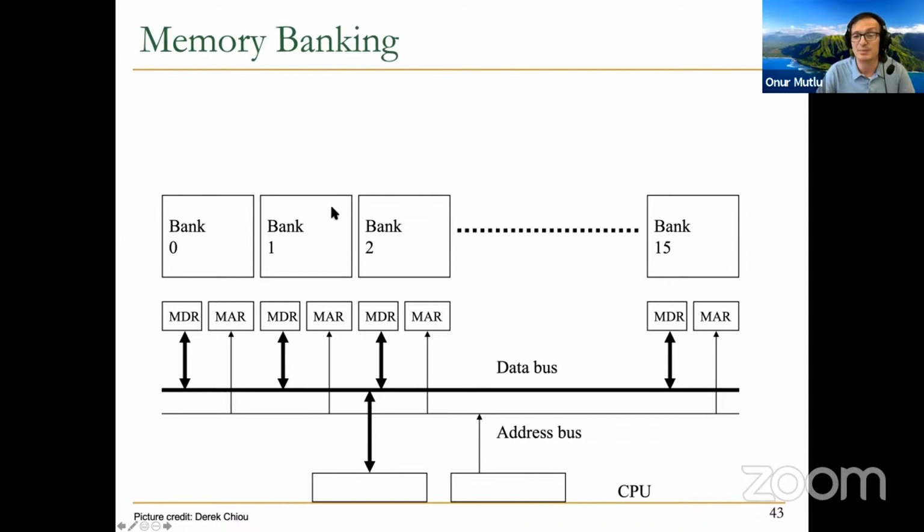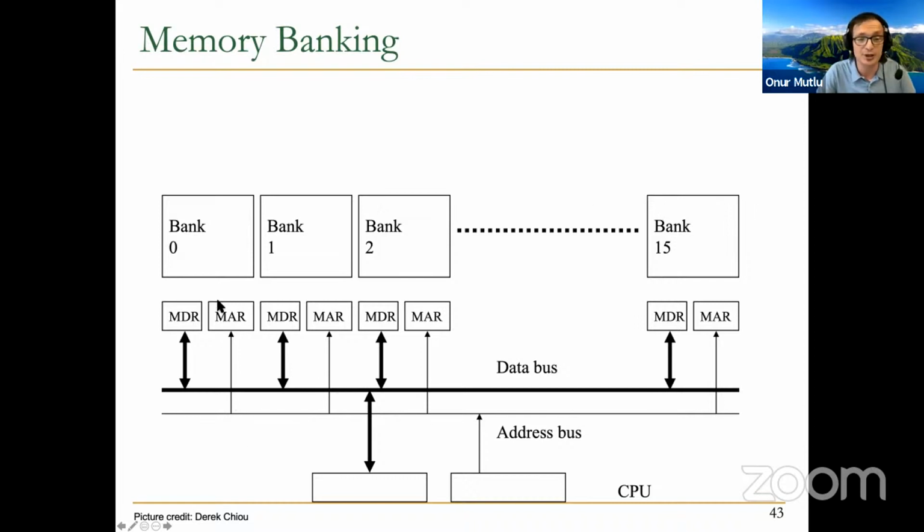If your memory takes 10 cycles, for example, by having 16 banks, you can sustain 1 element per cycle throughput from your memory every cycle, assuming the consecutive words are in consecutive banks. Right? That's the good part. So your word 0 is in bank 0, word 1 is in bank 1, word 2 is in bank 2, ... word 15 is in bank 15.